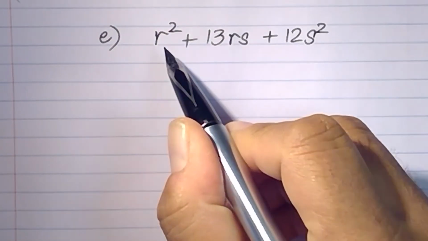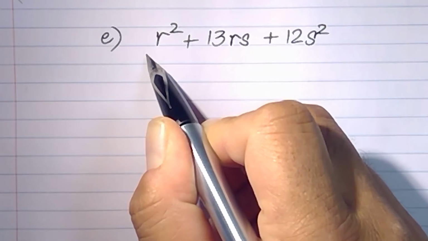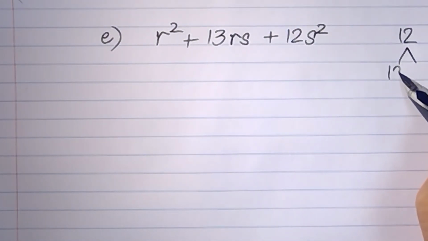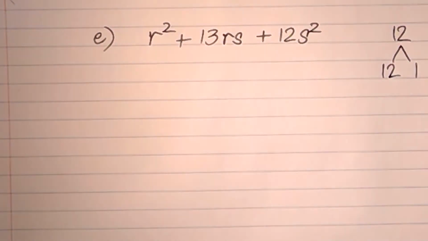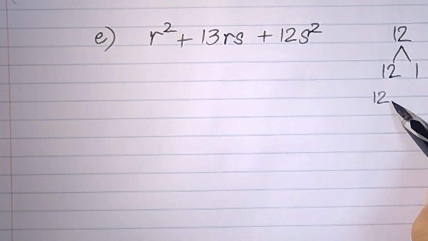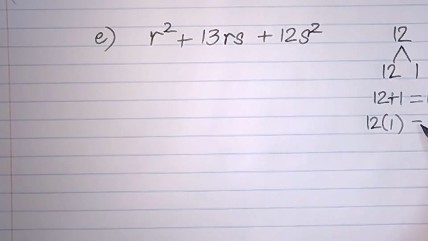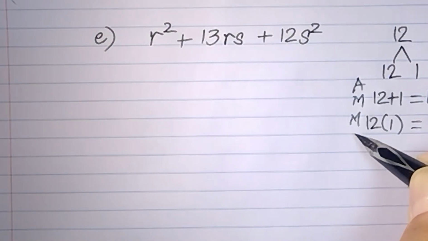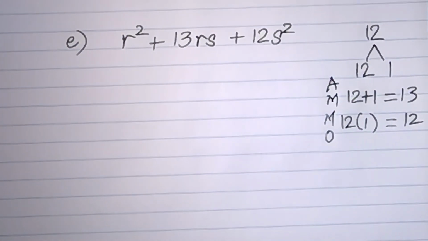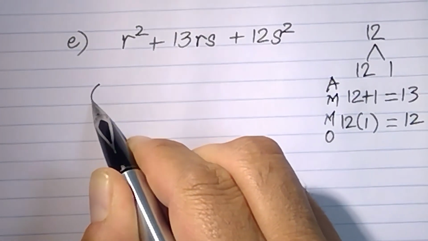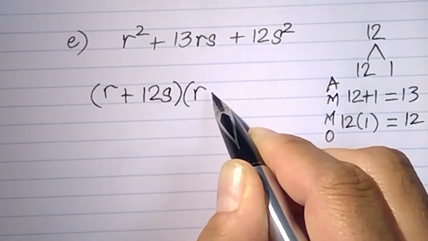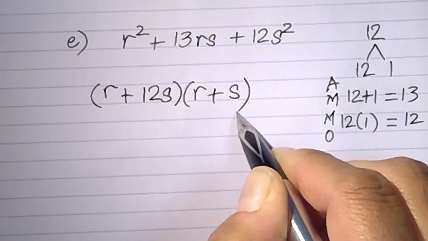So again, we have r squared, we have 12s squared. So 1 times 12 is 12. Two numbers that multiply to give me 12, 12 and 1. So 12 plus 1 is 13. 12 times 1 is 12. So they add to the middle and they multiply to the outside. And then all you have to do is r plus 12s, r plus 1s.